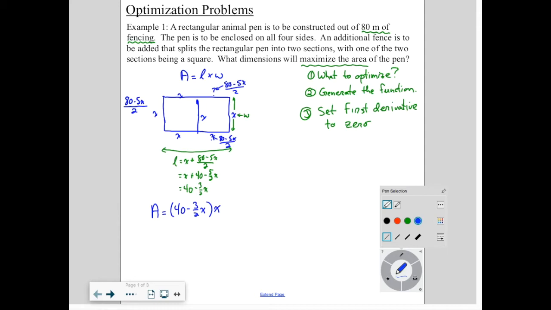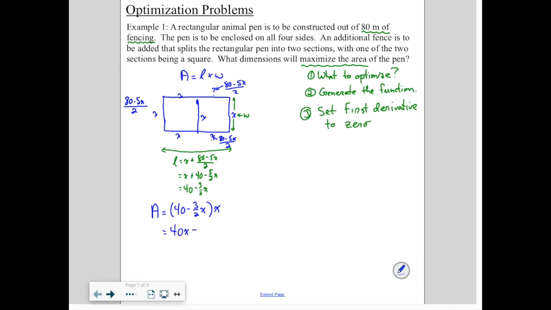I think it'd be easier if we multiplied out these brackets before taking the derivative. So I'm going to get 40x minus 3 halves x squared. Taking our first derivative, derivative of 40x, of course, is 40. Derivative of negative 3 halves x squared would be negative 3x. We want to set that equal to 0 and solve for the x. Well, that's not too bad. Take the 40 over to the other side, divide by the negative 3, and we're going to get that the x is 40 thirds.